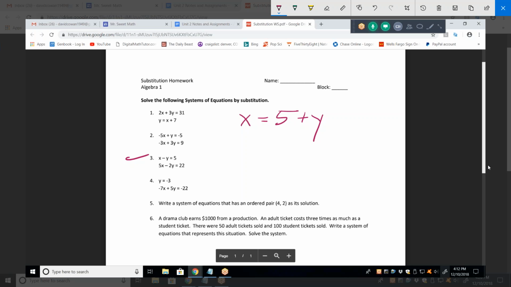I want to show you that you can use either variable. Okay? Now, we're going to go into the second equation. And what are we going to do? Plug in that equation for x. So tell me what to write.